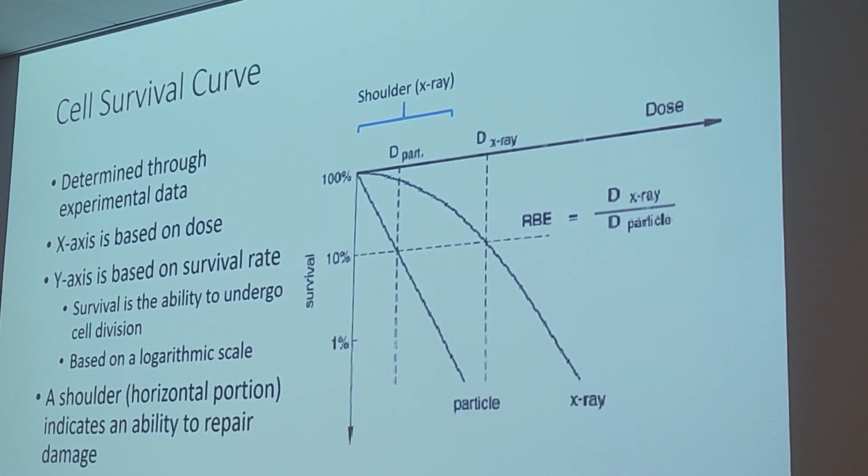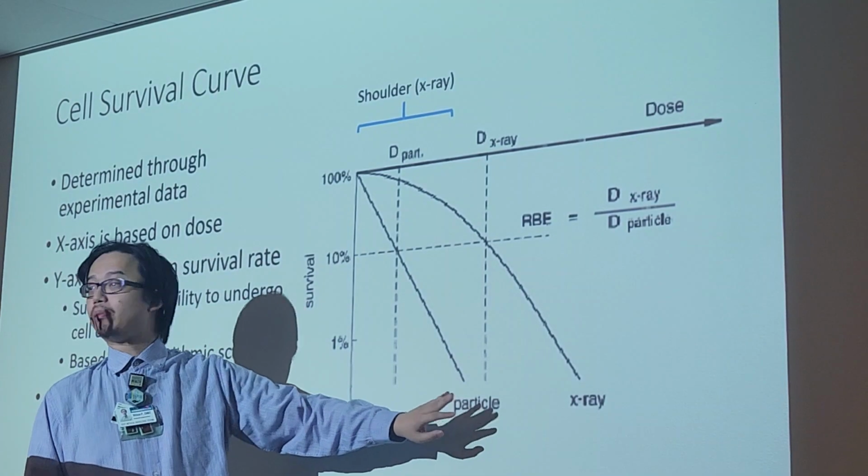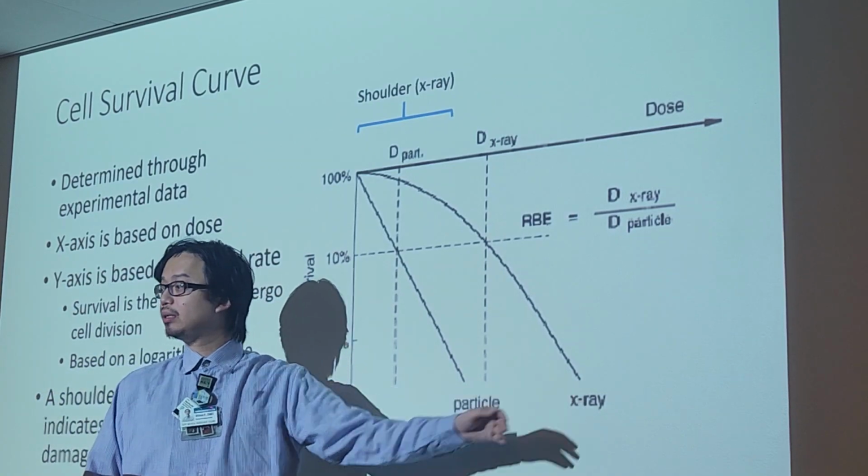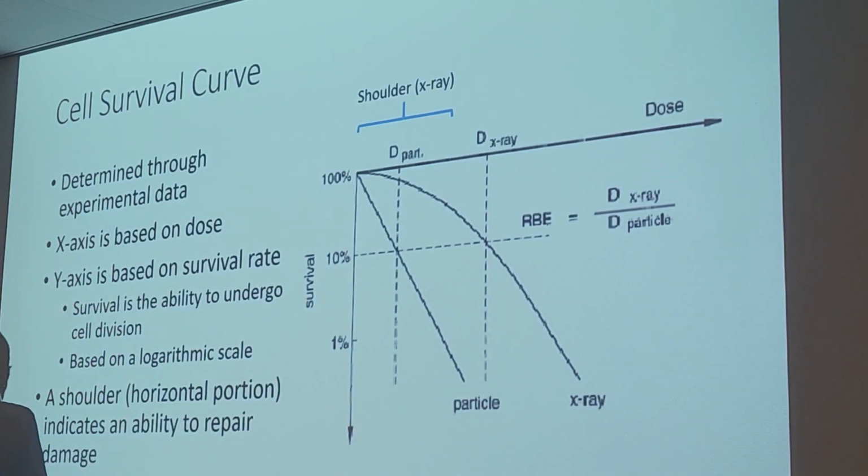So on a test, how would you ask a question? I could give you an unlabeled version of this graph and ask you about the axis. I could ask you what the curved part is called, which is the shoulder. I could ask you which line is going to be which. It's a particle and may have high LET, low LET, but same idea.